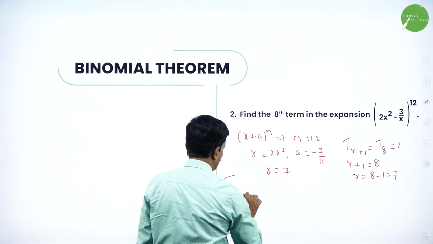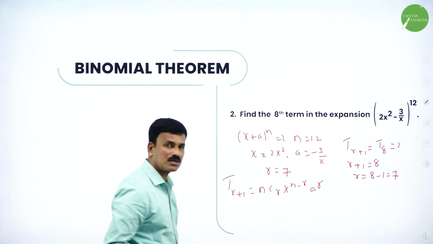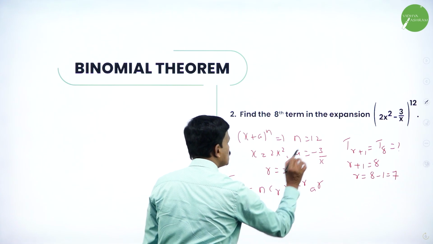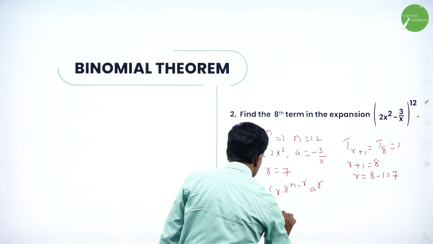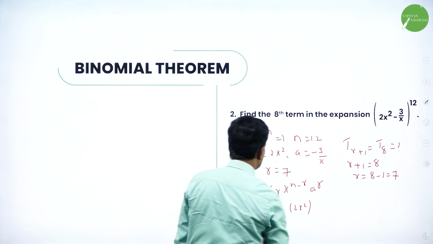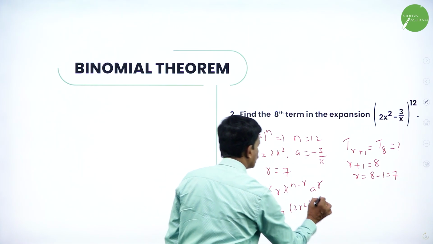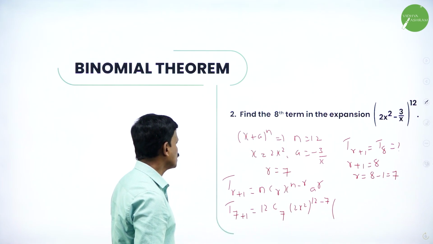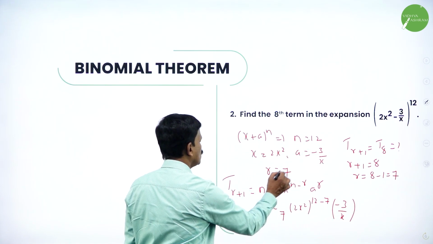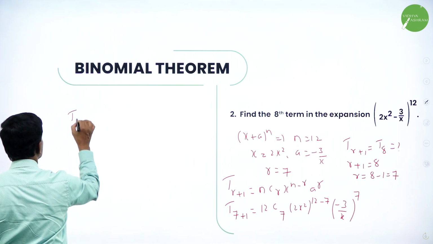What is the nth term? T r plus 1 is equal to nCr x to the power of n minus r a to the power of r. Substitute here. So what is r? r is equal to 7, plus 1 is n. n is equal to 12, C 7. x, what is x? x is (2x square) whole to the power of n. What is n? n is equal to 12 minus r. What is r? r is equal to 7. x raised to n minus r into a. a is (minus 3 by x) whole to the power of r. r is nothing but 7. Simplify, that's it.